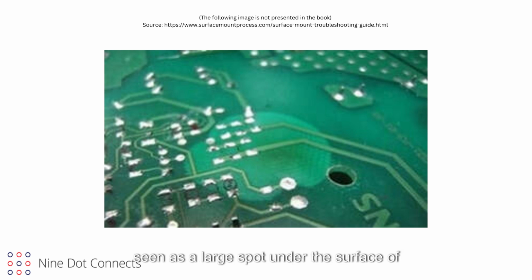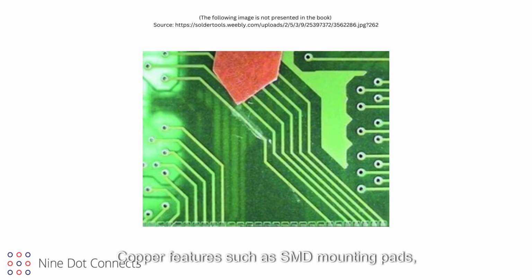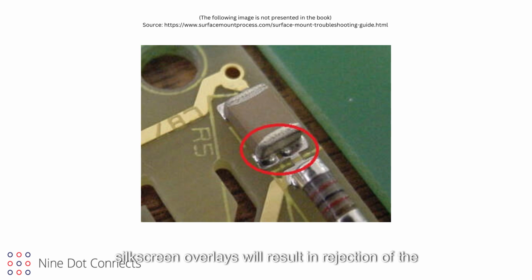It can be seen as a large spot under the surface of the PCB, and in some cases, looks like a blister on the surface. Copper damage. Copper features such as SMD mounting pads, vias, through-hole mounting pads, and traces, are inspected for damage and defects. Silkscreen smearing. The smearing of the silkscreen overlays will result in rejection of the incoming PCB, especially if the silkscreen found its way onto any of the copper landing pads.